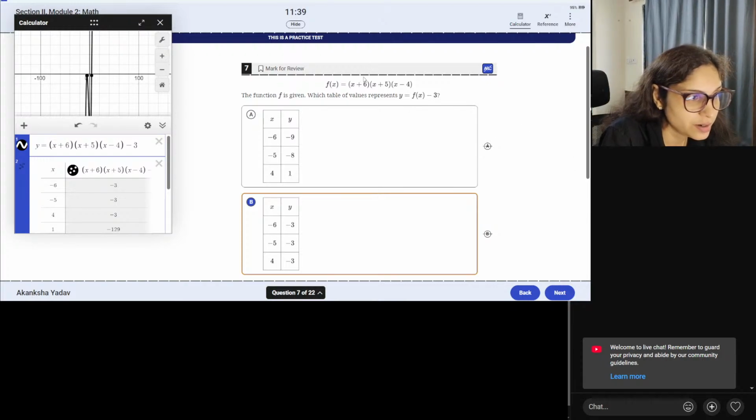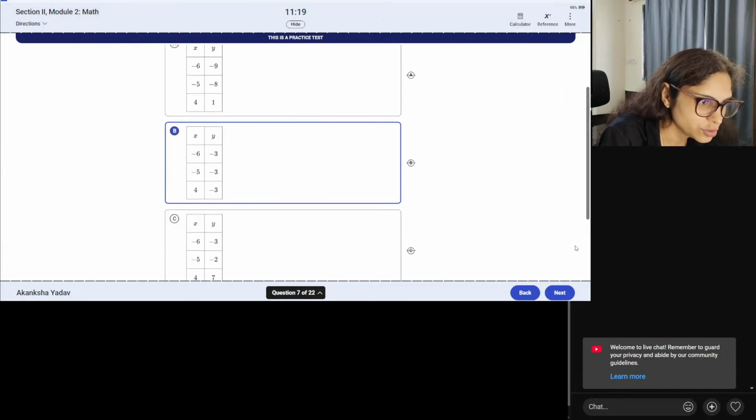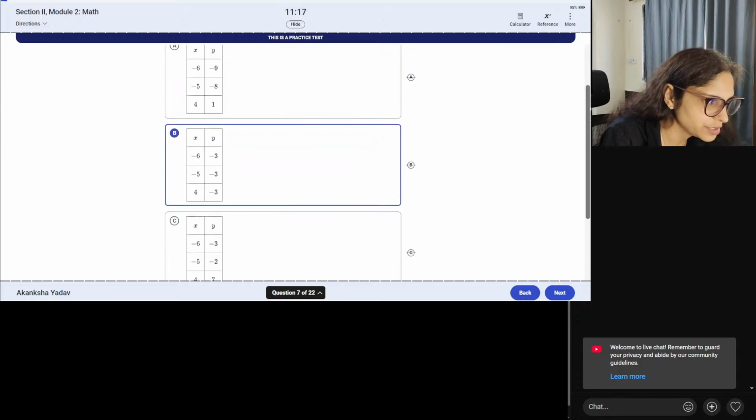And if you see, negative 6 is a 0 for f of x. So at negative 6, f of x will be 0. 0 minus 3 is negative 3. Negative 5 is also a 0 because it is in factored form. So when you put negative 5, f of x becomes 0. 0 minus 3 is negative 3. 4 is also a 0. So 0 minus 3 is again negative 3. So you could have also done that, but this is also fine.